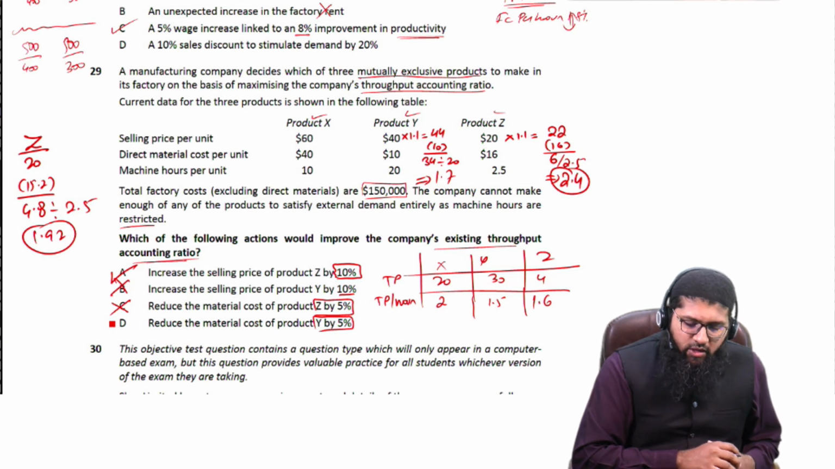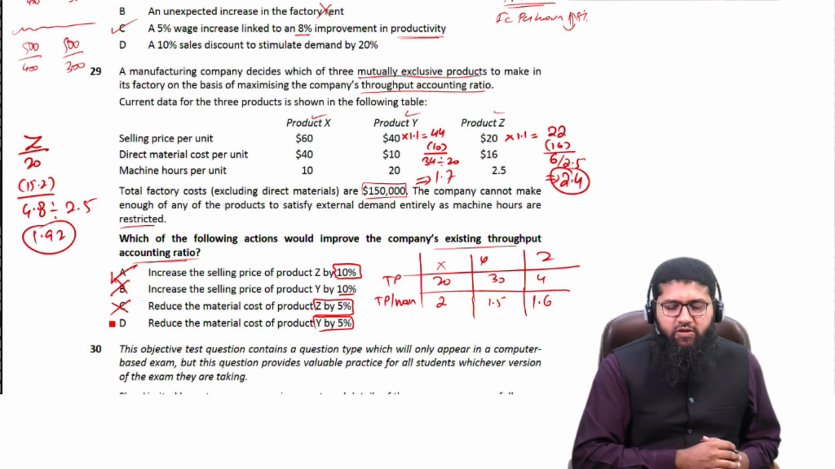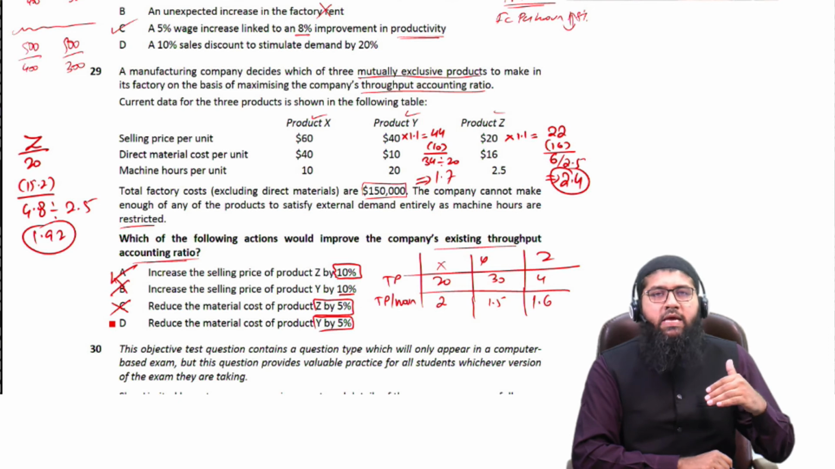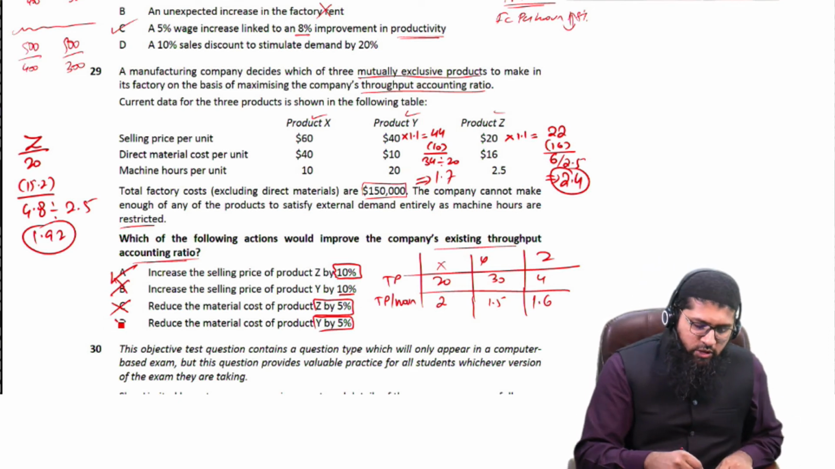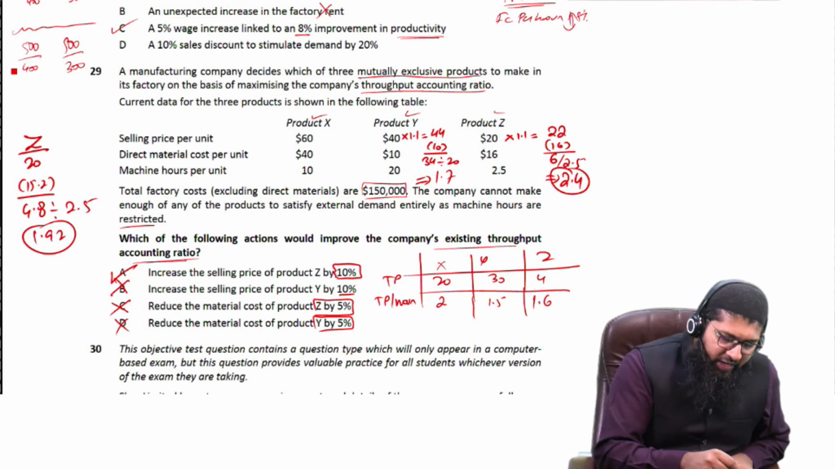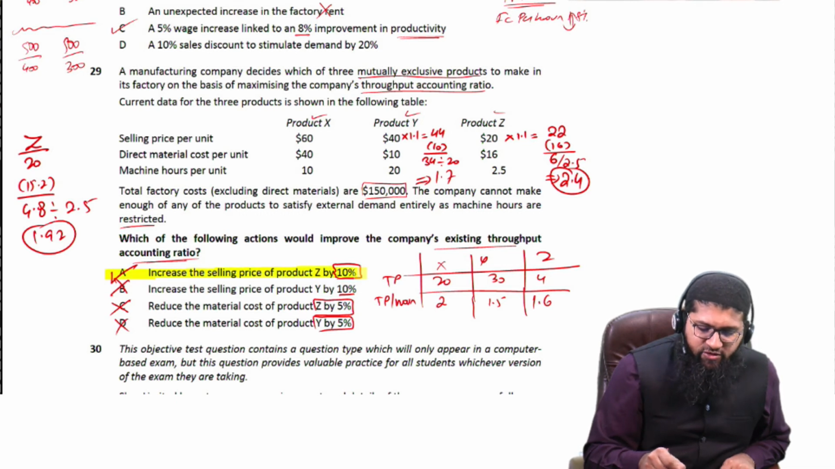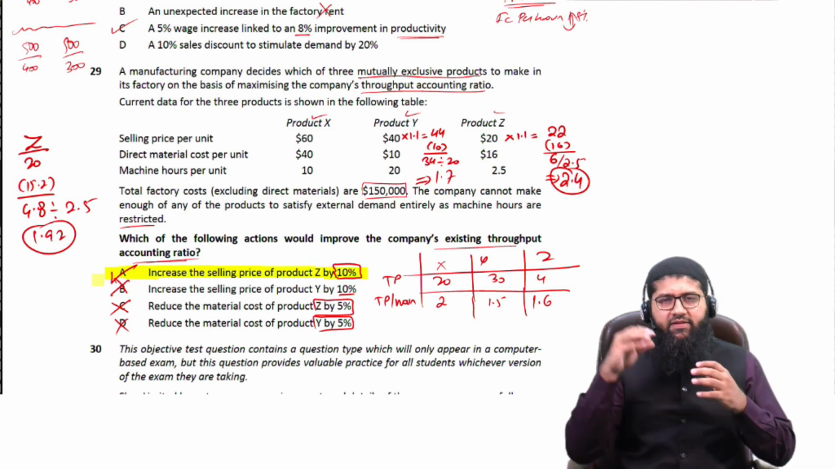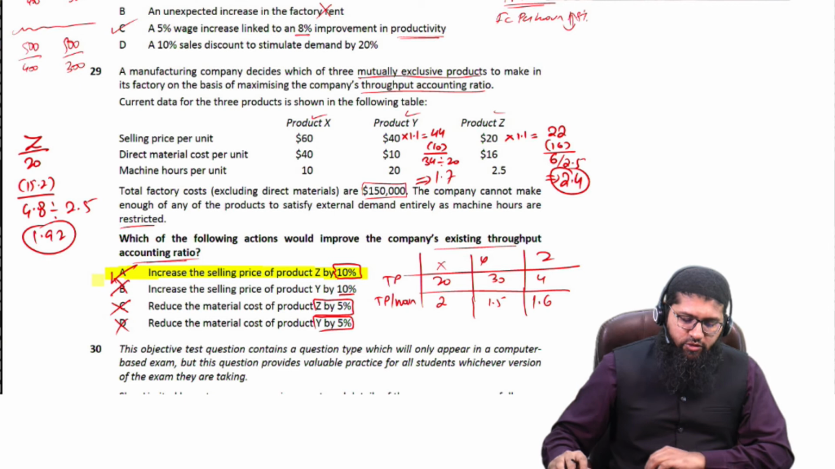Now reduce the material cost of product Y. Again, it would not have much of an impact because it's already producing less throughput per hour. So hence the correct answer has to be A. The correct answer has to be A. So what did I do? I just incorporated the different values into this scenario.